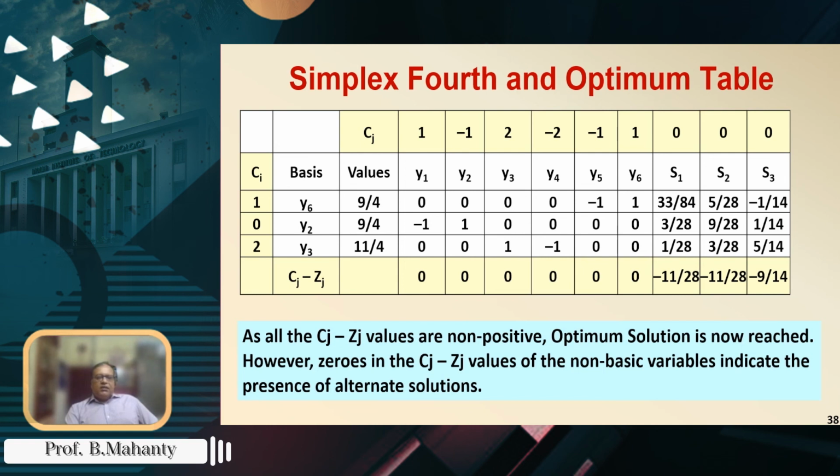However, zeros in the Cj minus Zj value for some of the non-basic variables indicate the presence of alternate solutions. We have already explained that these zeros are coming because of alternate solutions. So that is the difficulty we might get if we try to get the alternate solutions.